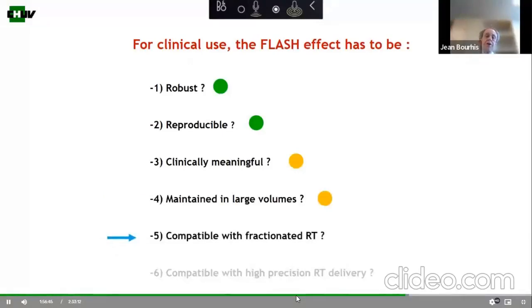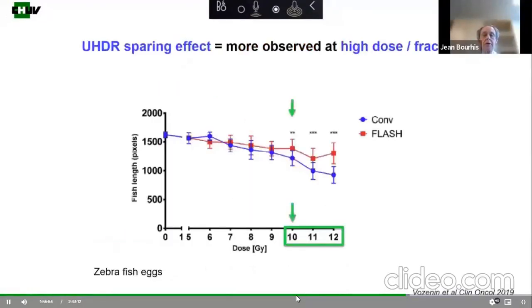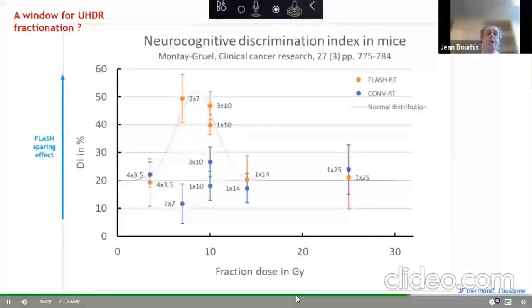So the next question is the flash sparing effect compatible with fractionated radiotherapy? So far, what we've seen is that we see more flash sparing effect with high dose per fraction, at least above 10 gray, certainly where we can start to see it. Maybe a little below, but big dose per fraction, more likelihood to see it.